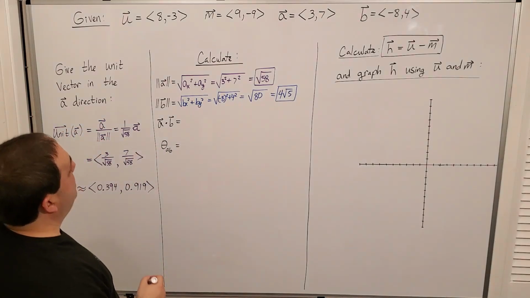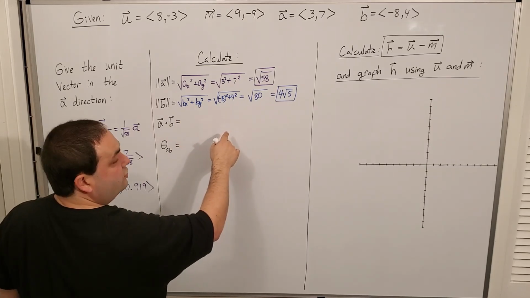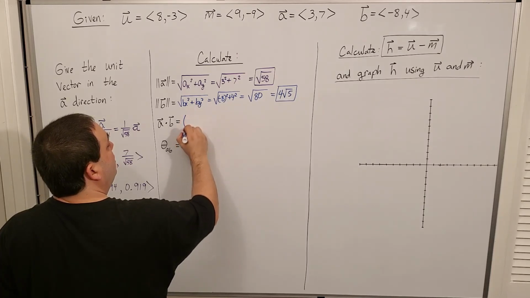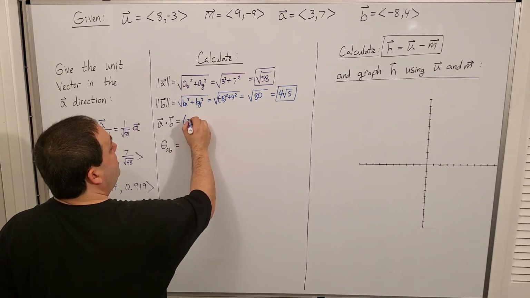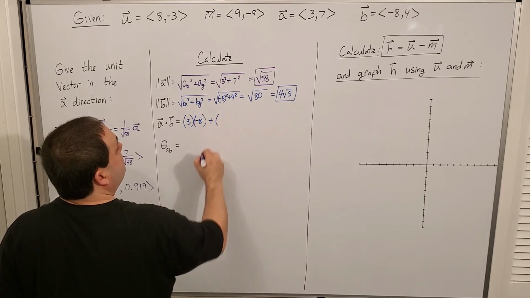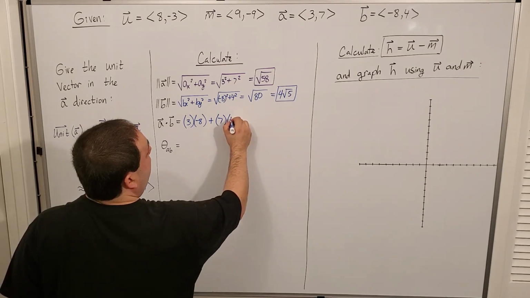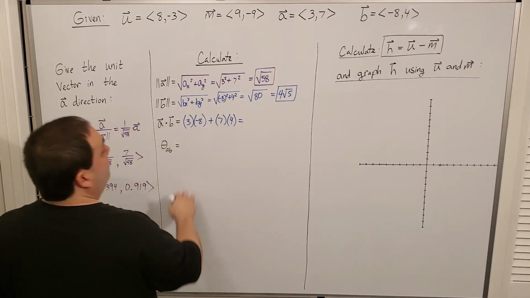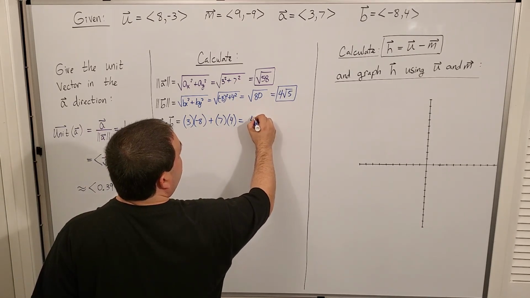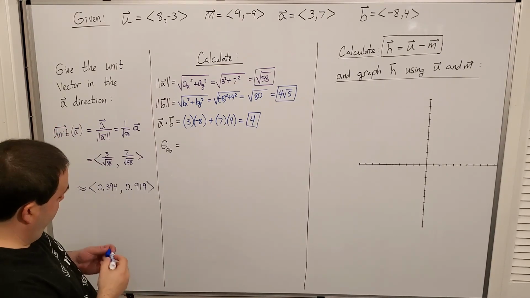Okay, A dot B: I'm going to multiply the x components and multiply the y components and then add together those products. So AX, which is 3, times BX, which is -8, plus AY, which is 7, times BY, which is 4. So I've got -24 plus 28, which is 4, the dot product of A and B.